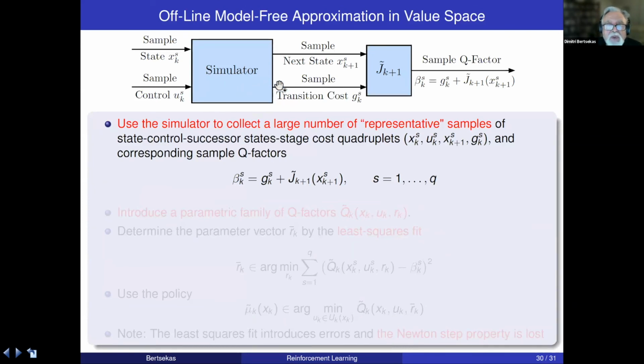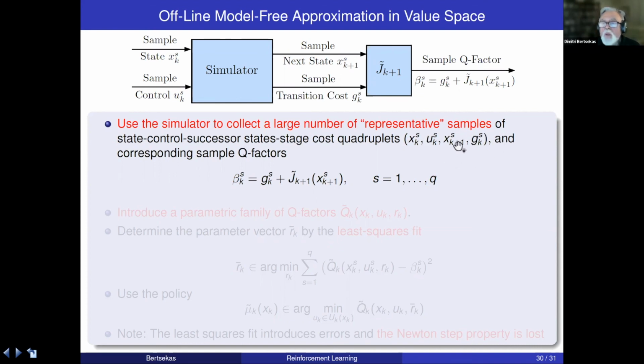Well, suppose that we have a simulator that when you feed it a state and you feed it a control, it generates a new state, taking into account whatever stochastic quantities are in here, and also produces a transition cost. So these are samples, perhaps probabilistic samples corresponding to state control pairs. So we use the simulator to collect a large number of representative samples of state control successor states and stage cost quadruplets. So these are samples. We collect a lot of those.